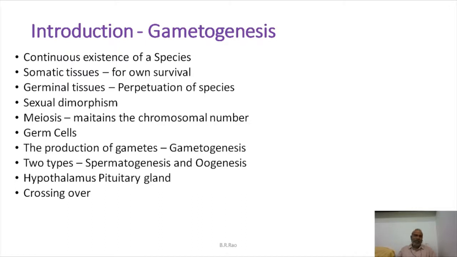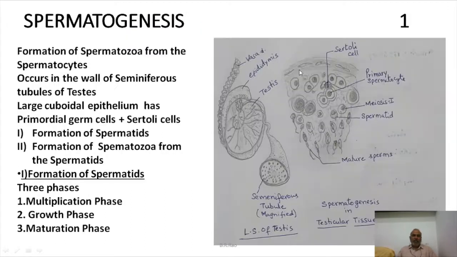in the next generation. So let us start the first part of this video, and after that the second part will continue. That is called spermatogenesis. Spermatogenesis means formation of spermatozoa from its mother cells called spermatocytes. Spermatocytes are called sperm mother cells.